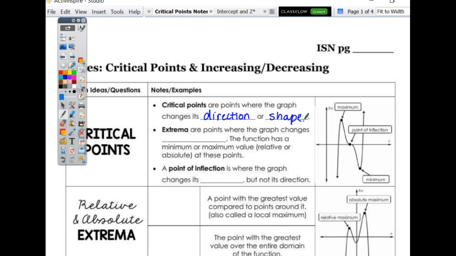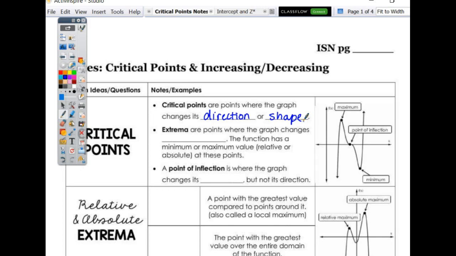So if I look here, I'm going up, and now I'm going down. That's direction. I'm going down, and now I'm going up. That's direction. Here, it looks like it's going to be a parabola, but it flips and it goes this way. It's still going down the whole way, but it changed shape. Okay?